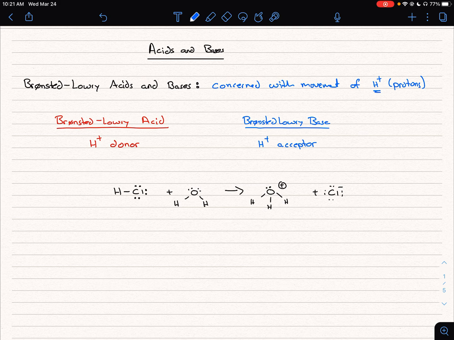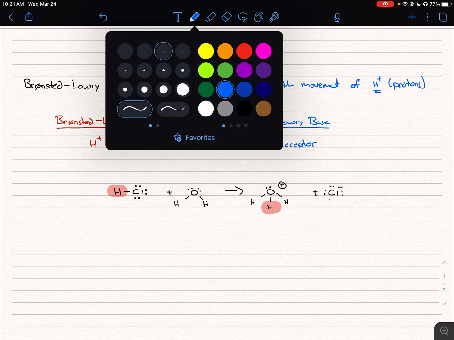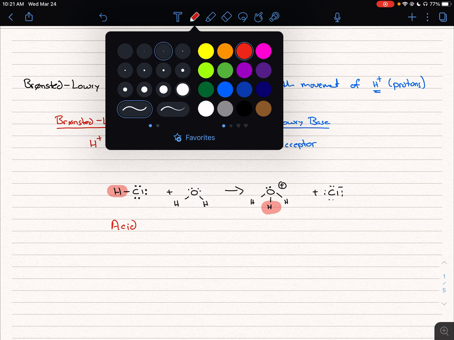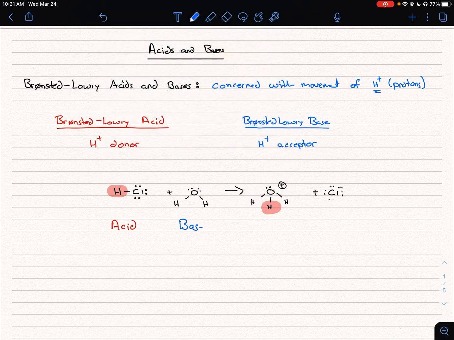So what we have shown below is a reaction between hydrochloric acid, HCl, plus water going to our hydronium ion, H3O plus, and Cl minus. And when we look at this molecule, we can see that the hydrogen bound to the chloride here ends up bound to our oxygen here. And so when we look at this, we can label HCl as our acid and water as our base, because water was the molecule that gained the proton.